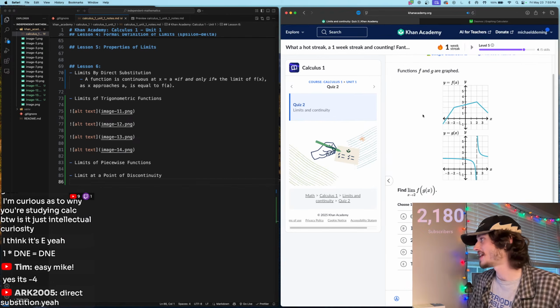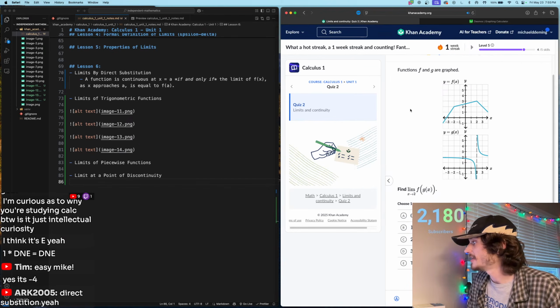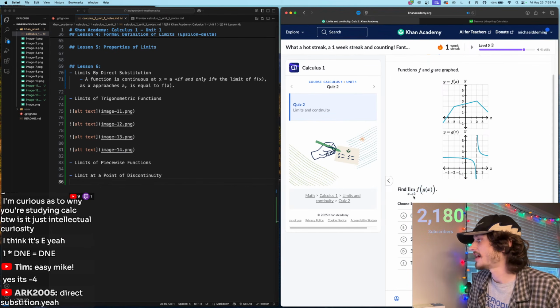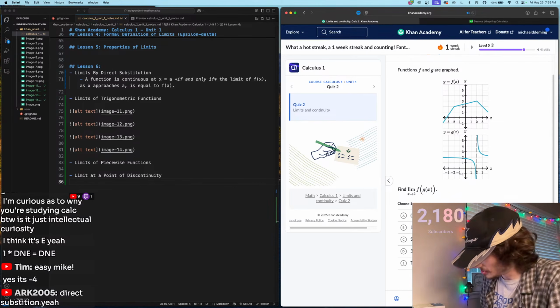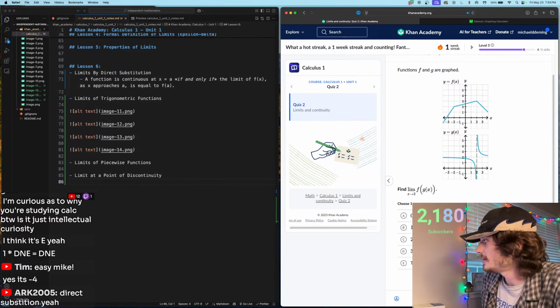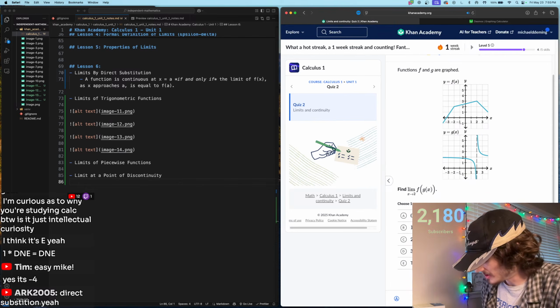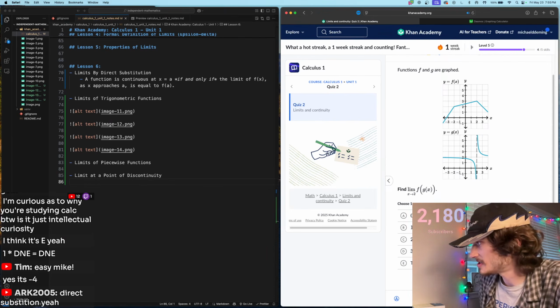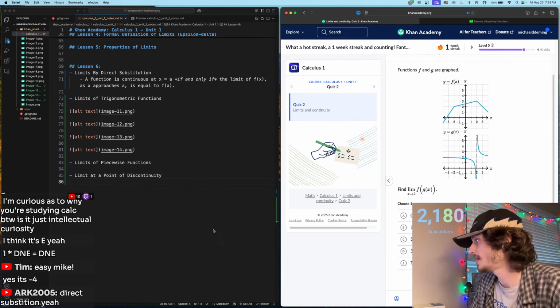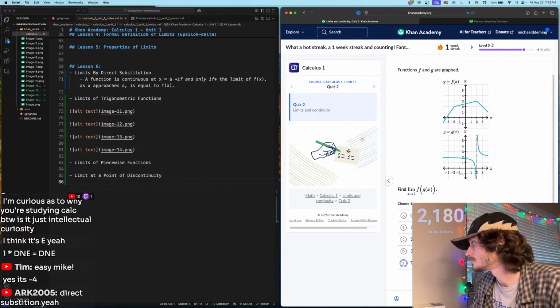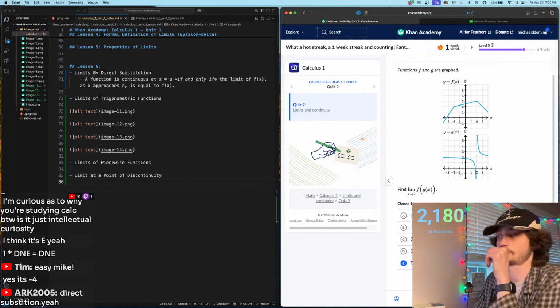All right, functions f and g are graphed. Find the limit of f of g of x as x goes to -2. Okay, so this one's a little bit trickier. So we need to find the limit of the inner function and see if it is continuous at that point of f. If it is, plug it in. So I can already tell you right now, the limit of g of x as we approach 2 does not exist. So I'm going to say DNE here.